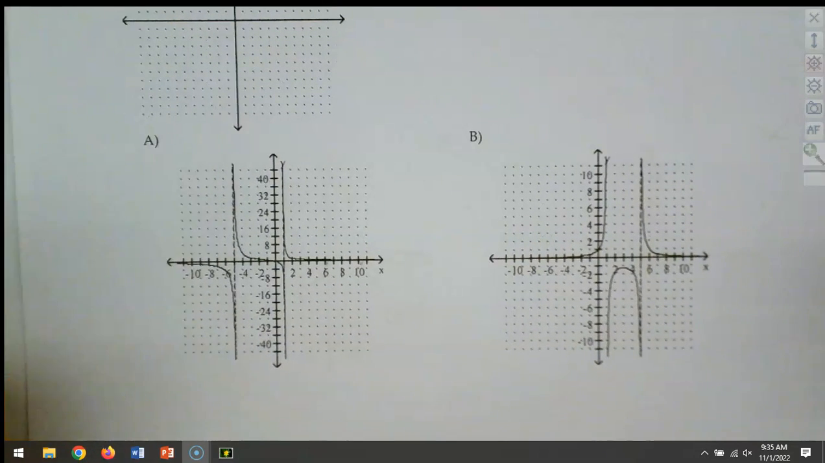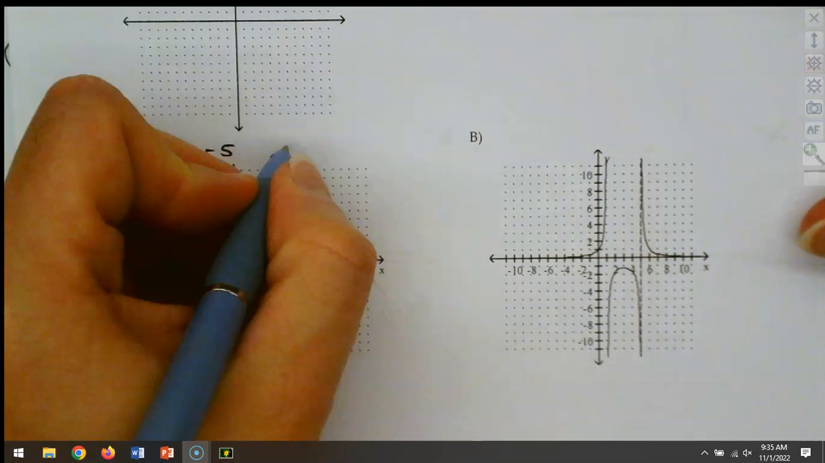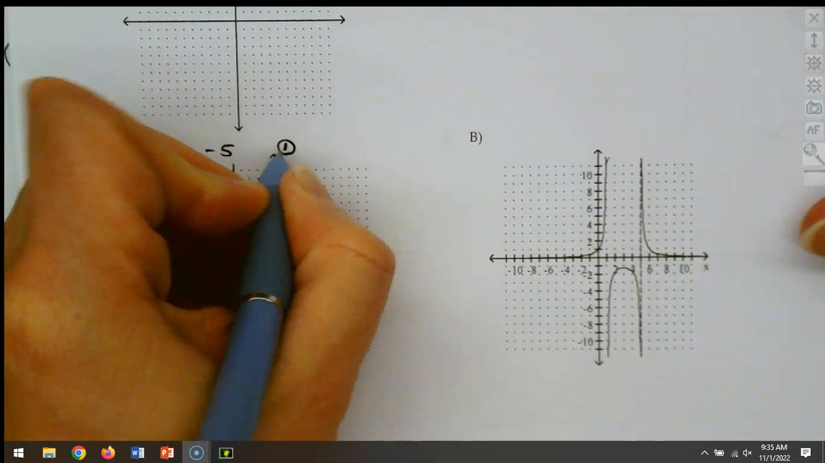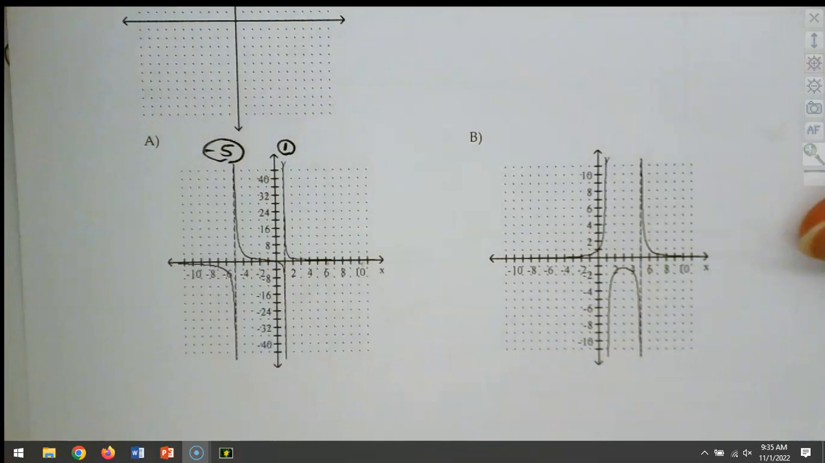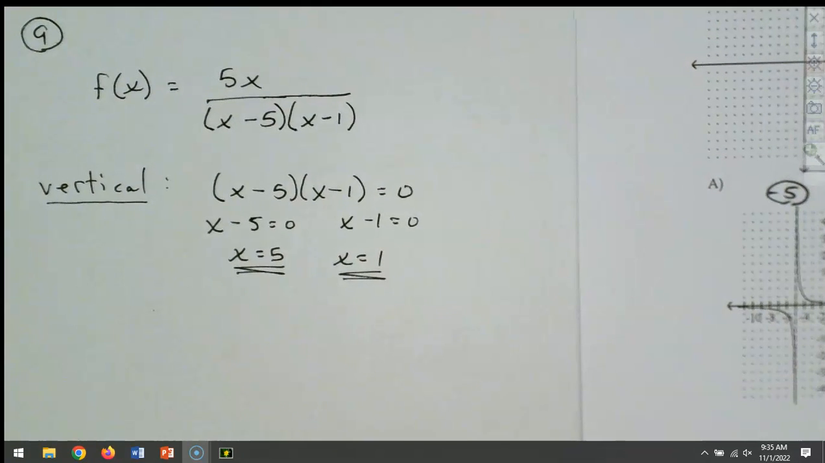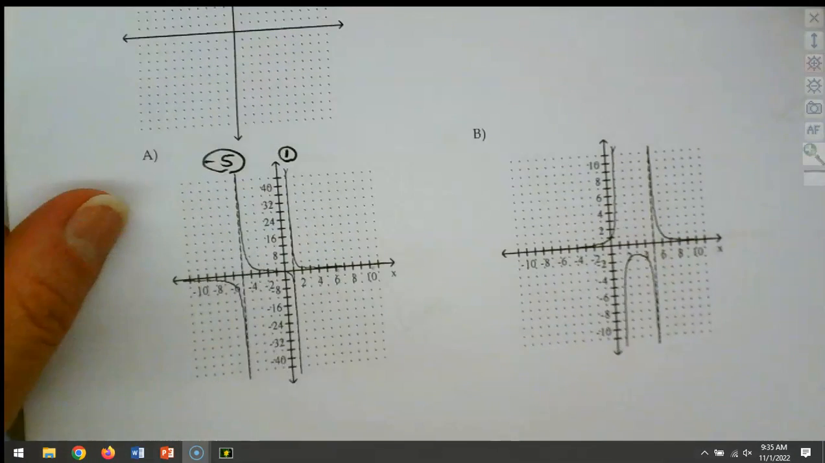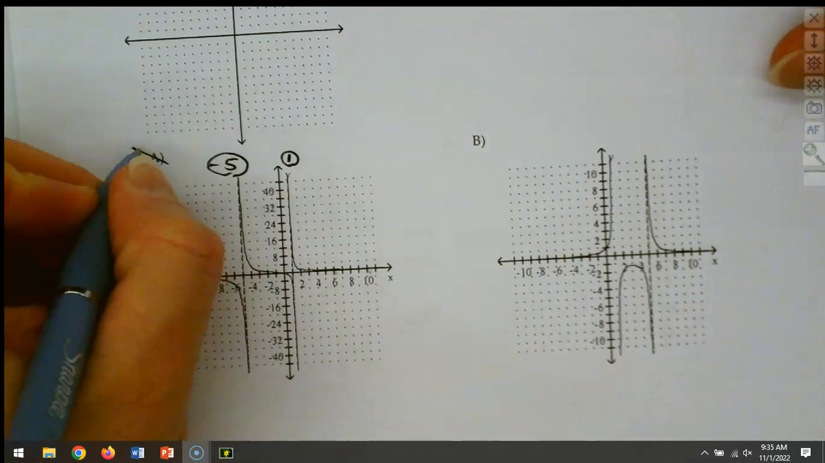Now I think I can eliminate A. I can eliminate A because it looks like that vertical's at minus 5, and that one's at about 1, isn't it? And our verticals are supposed to be at what? Our verticals are supposed to be at 5 and 1. So just by process of elimination, A is gone.